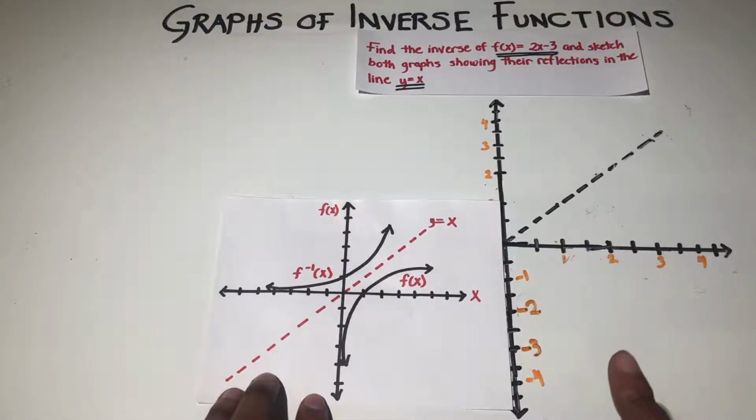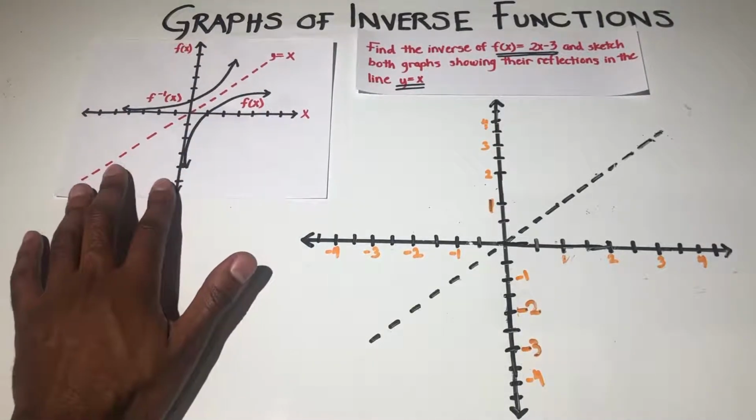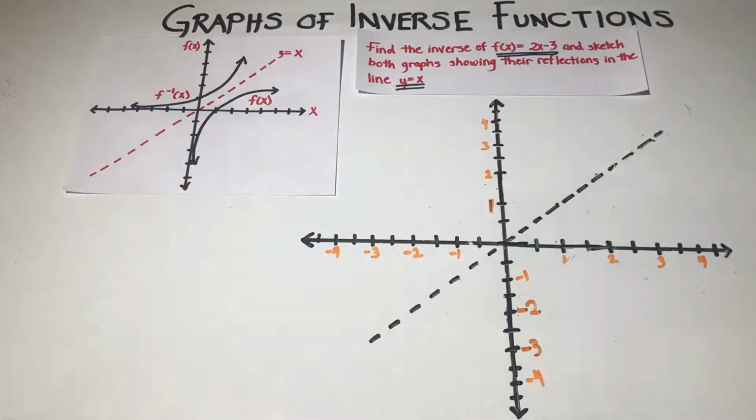Now let's go ahead and look at our example here. We have: find the inverse of f of x equals 2x minus 3, and sketch both graphs showing their reflections in the line y equals x. I'm going to leave this here just for reference, but we might have to move it because we're going to need some space.